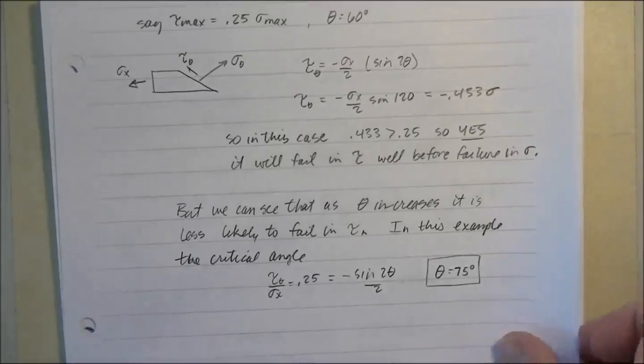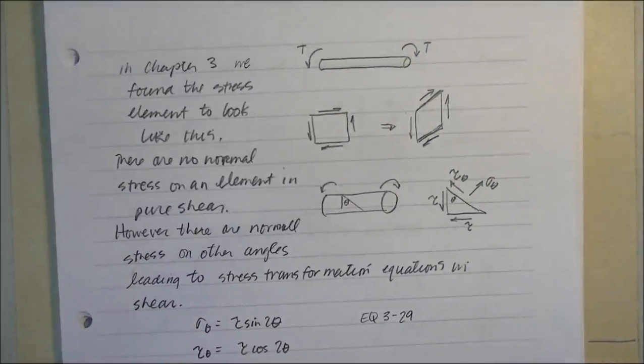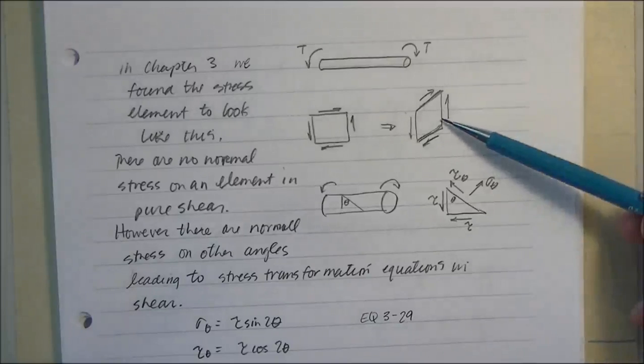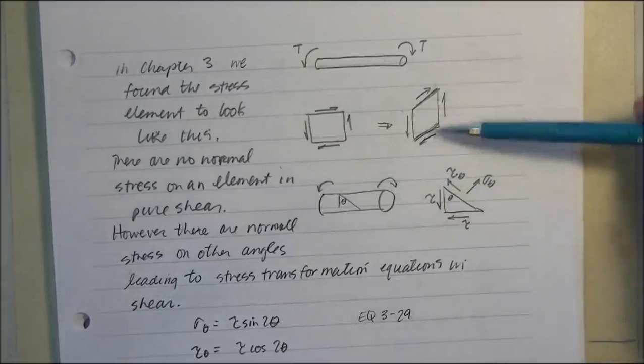Alright, so that leads us up then to Chapter 3, and in Chapter 3 we found the stress element to look something like this. When you have a rod or some element in pure torsion, you get pure shear, and it tends to make the stress element look like this as you're stressing it on those sides. And again, we found that in pure shear, the maximum shear is going to occur in this direction.